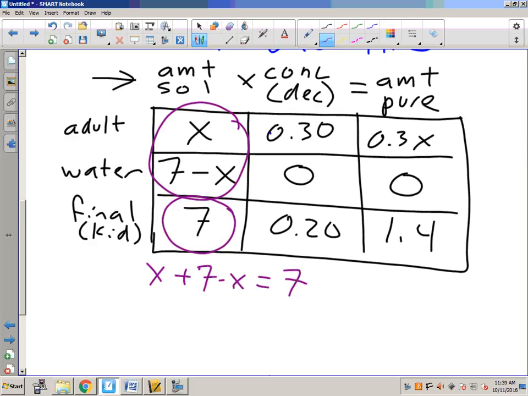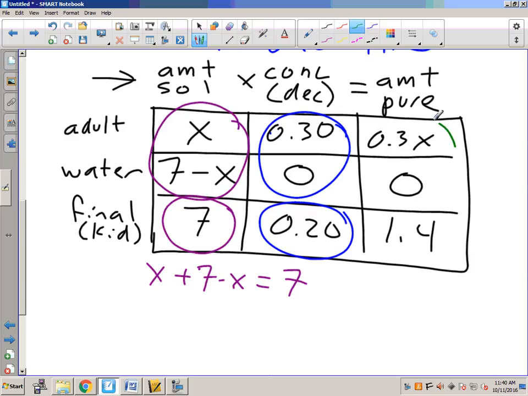Now, if we had used x and y, we would need to write the equation x plus y equals 7. That would be one of our two equations. Would it make sense to add the concentrations together to get the final concentration? No, you don't add percentages. That doesn't work that way. So that doesn't make sense.